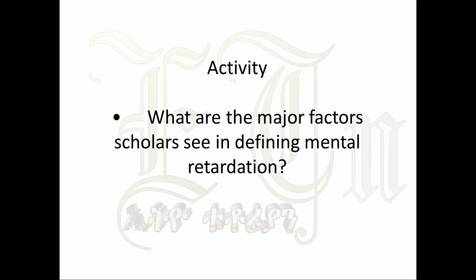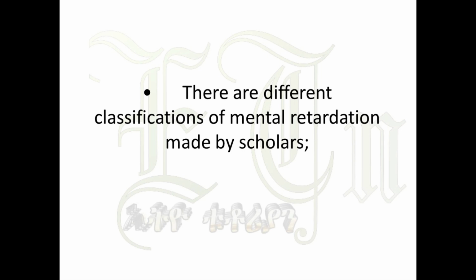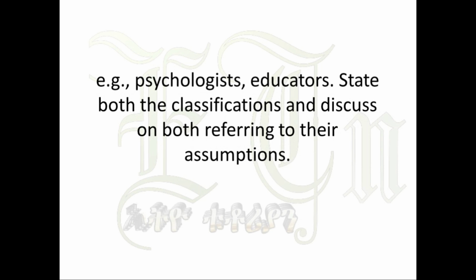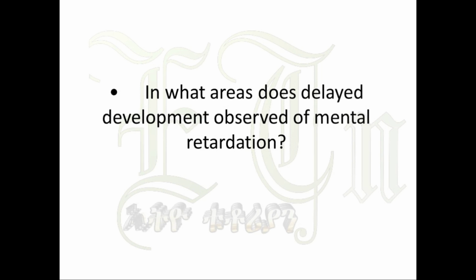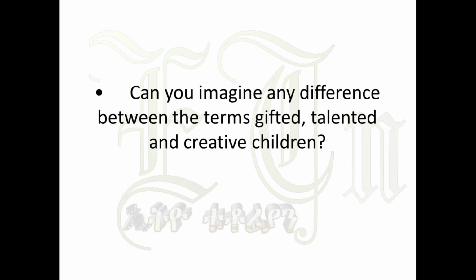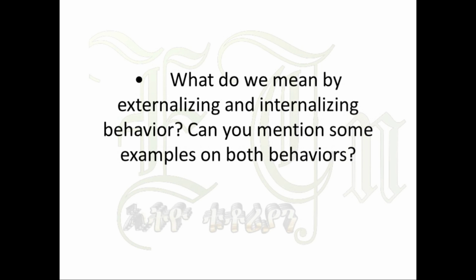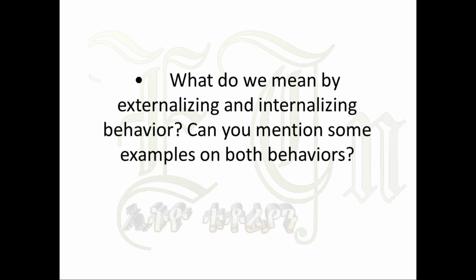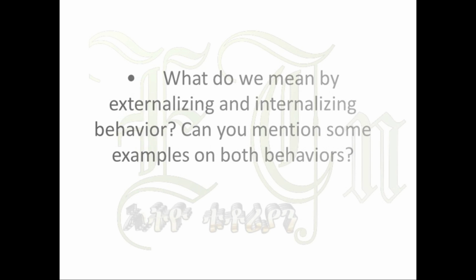Activity. What are the major factors scholars see in defining mental retardation? There are different classifications of mental retardation made by scholars, e.g., psychologists, educators. State both the classifications and discuss on both referring to their assumptions. In what areas is delayed development observed in mental retardation? Which one do you assume is determinant of intellectual capacity, nature versus nurture? Can you imagine any difference between the terms gifted, talented and creative children? What do we mean by externalizing and internalizing behavior? Can you mention some examples of both behaviors?